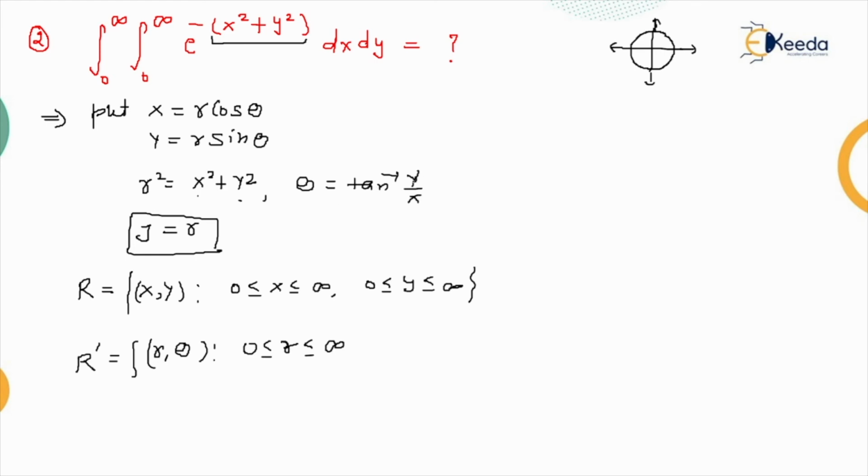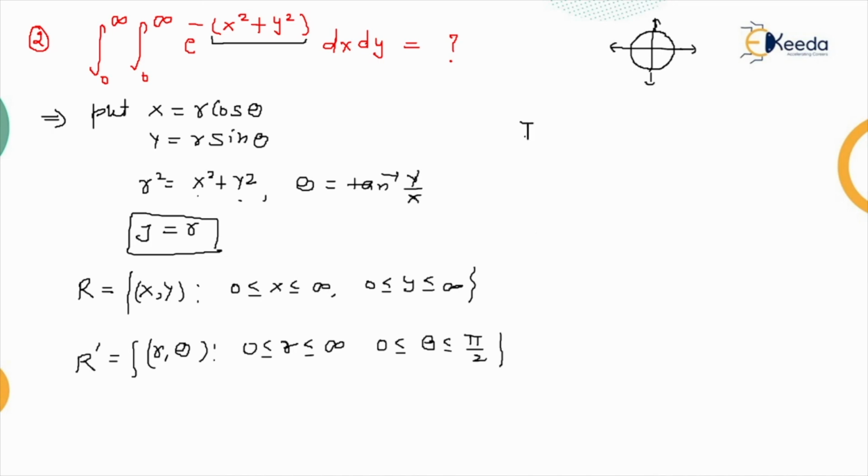If you replace the values of y and x here, you get the value of theta. As y tends to infinity and x tends to infinity, y by x becomes infinity, and tangent inverse of infinity is what? Tangent inverse of infinity is pi by 2. So you can write that the value of theta must be from 0 to pi by 2. Clear? So theta is from 0 to pi by 2.